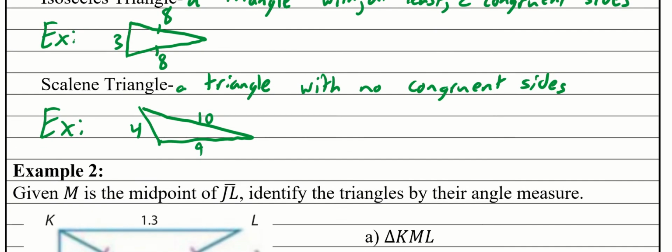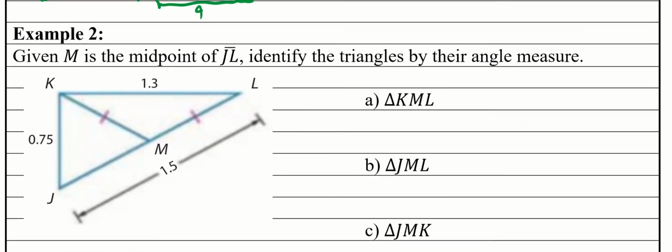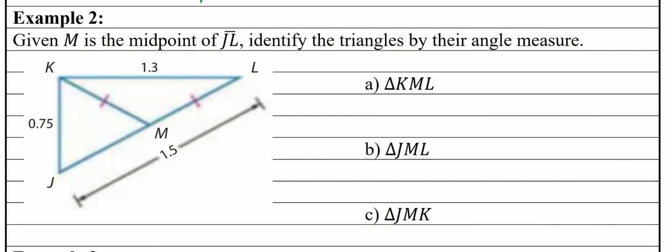All right, so let's practice that here and use that on example 2. So on example 2 here, we're given M is the midpoint of JL, and we want to identify these triangles, since there are multiple in this picture, by their angle measures. Or I'm sorry, that's a typo. That should say side lengths. We actually don't have any angle measures here. So we're going to identify this by its side lengths. If you'd like to, you can pause your video and sketch this here.